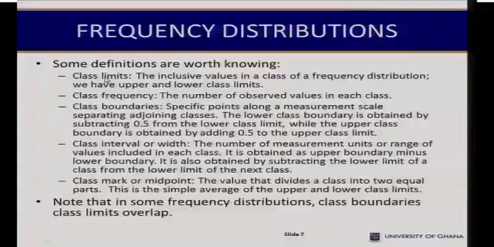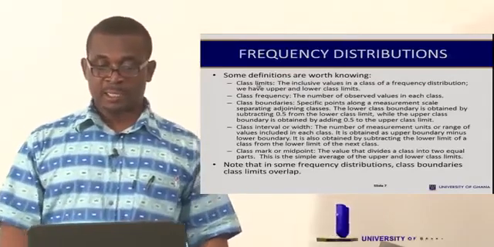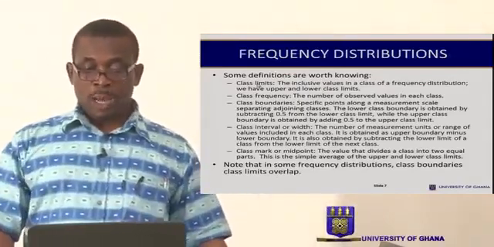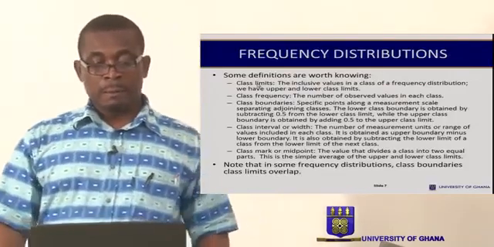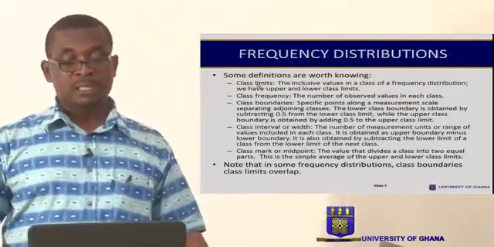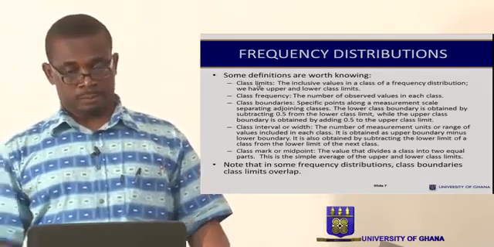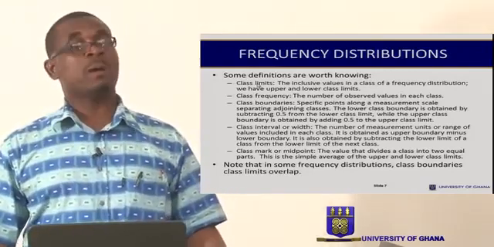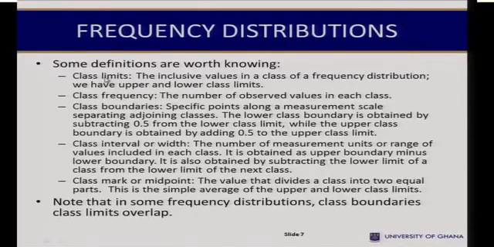We also have what is called the class interval or the class width, and it looks at the number of measurement units or the range of values included in each class, and it's obtained as the upper boundary minus the lower boundary. You can also calculate it as the lower limit of a class minus the lower limit of the class preceding it. And then we have the class mark or midpoint. This is the simple average of the upper and lower class limits of a particular class.